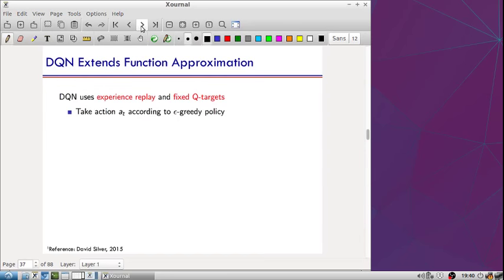The size of the number is also arbitrary. I don't remember what they do. There's the Nature paper, Nature 2015. We can look at it. I have the reference at the end, actually.